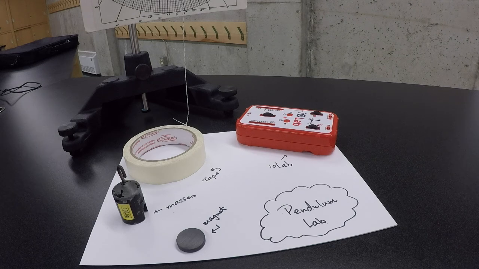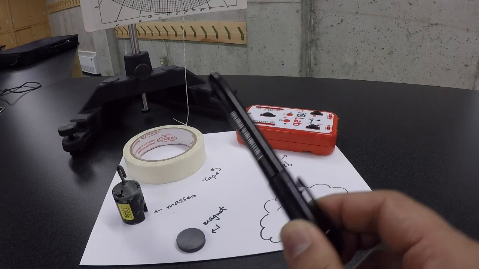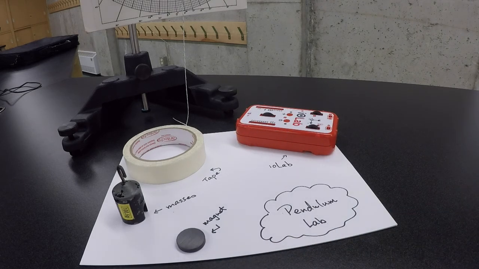The materials we are going to need are the following. First, we need a magnet, the mass to make the pendulum, some tape, the IO lab, of course, as well as the support, as you can see in the back.